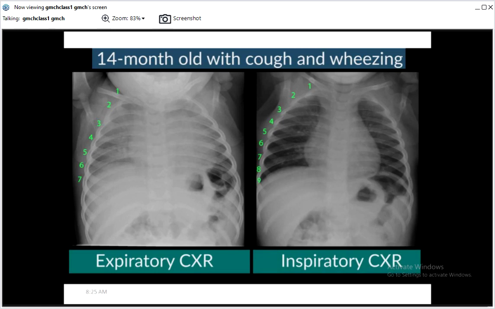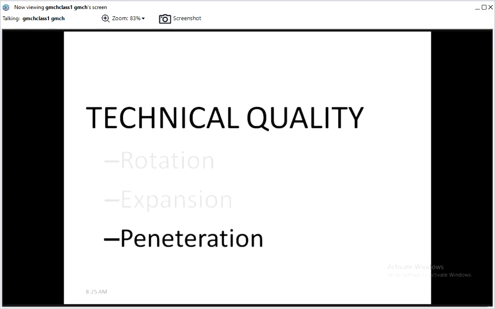So again, I would reiterate that we are treating patients or children, not the X-rays. The X-ray has to be interpreted along with the history and the findings. And you always have to be aware of these technical qualities like rotation and expansion, and we will come to penetration further, because these things will change your findings. We will presume that something is wrong when there isn't anything wrong.